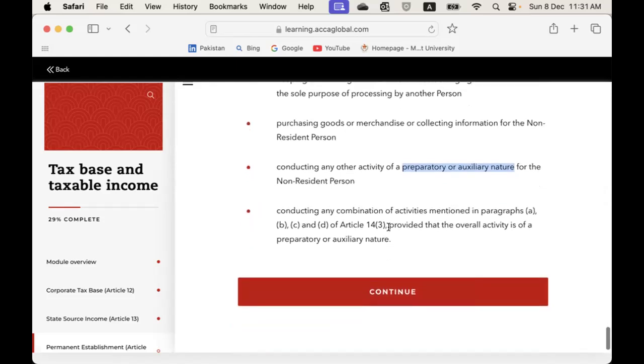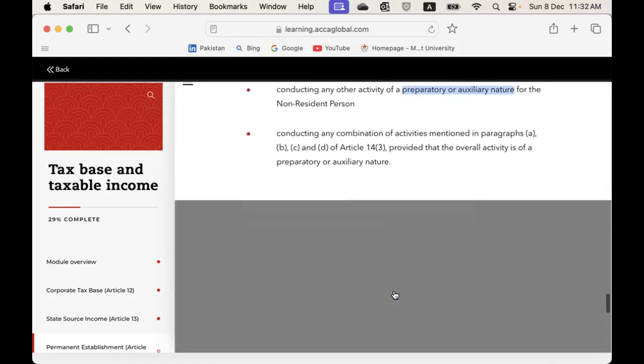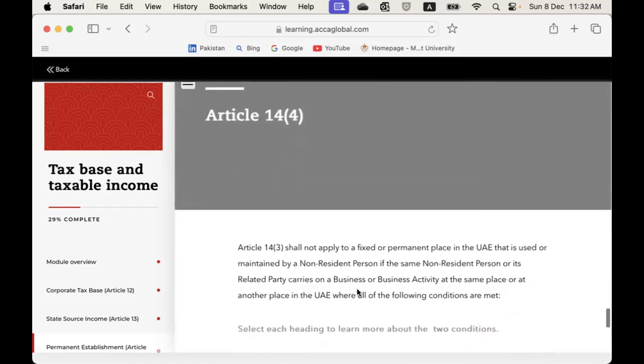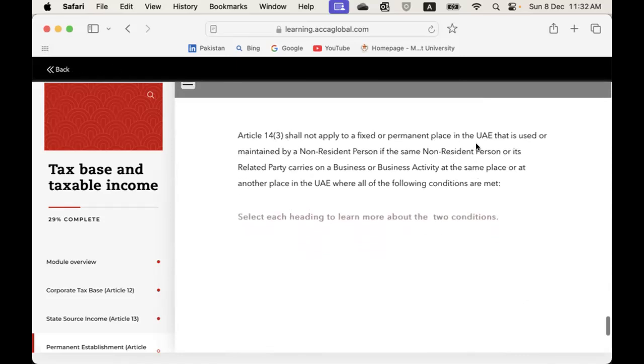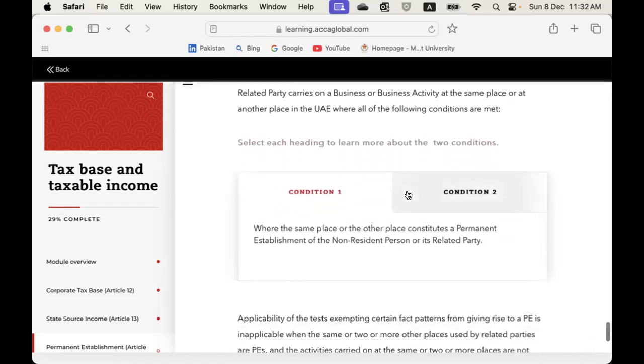But even more important was the next part of it, which I don't know if they have given, but it was the exception to the exception rule, where the example of boat and pedals had come. So yeah, I think they have given. So Article 14.4, this is the exception to the exception rule basically. 14.3 shall not apply to a fixed or permanent place that is used or maintained by a non-resident person if the same non-resident person or related party carries on a business or business activity in the same place or at another place in the UAE where all the conditions are met.